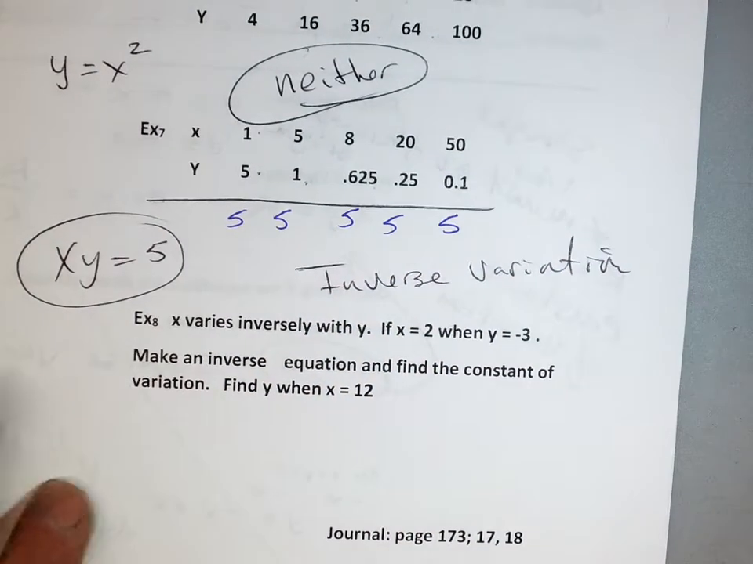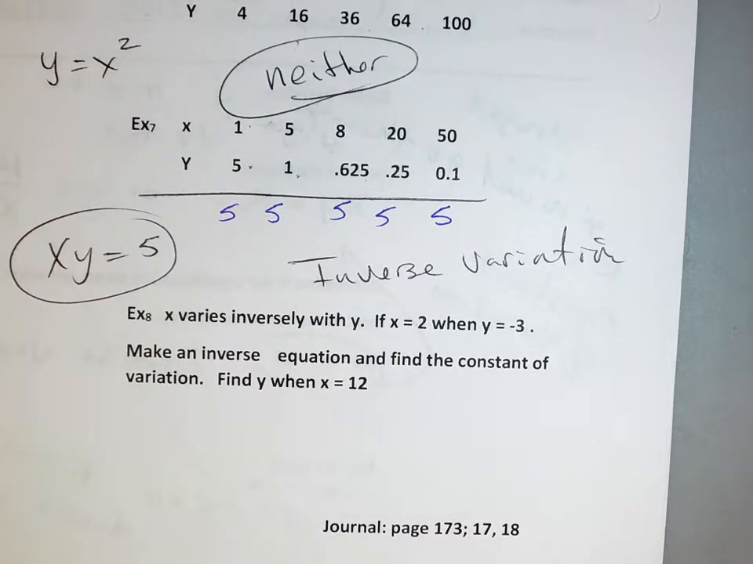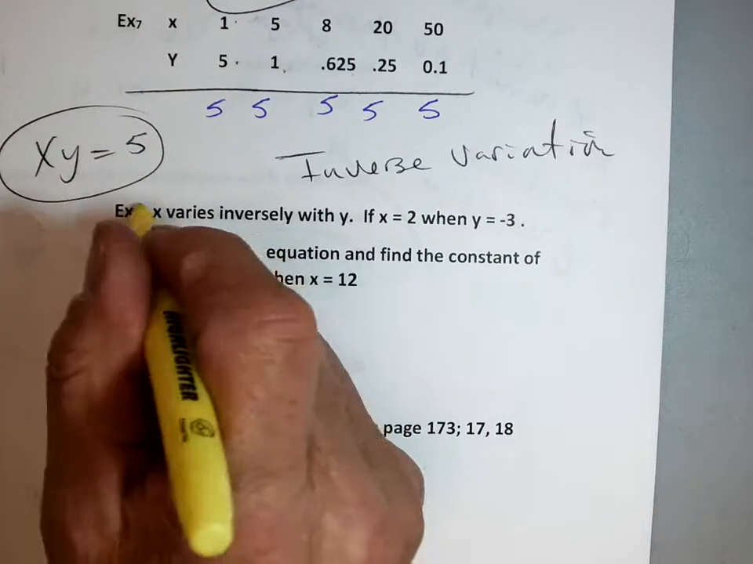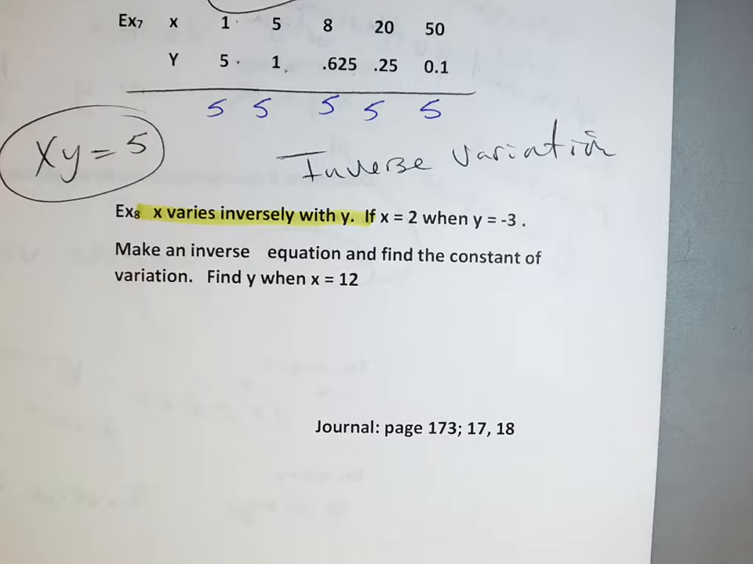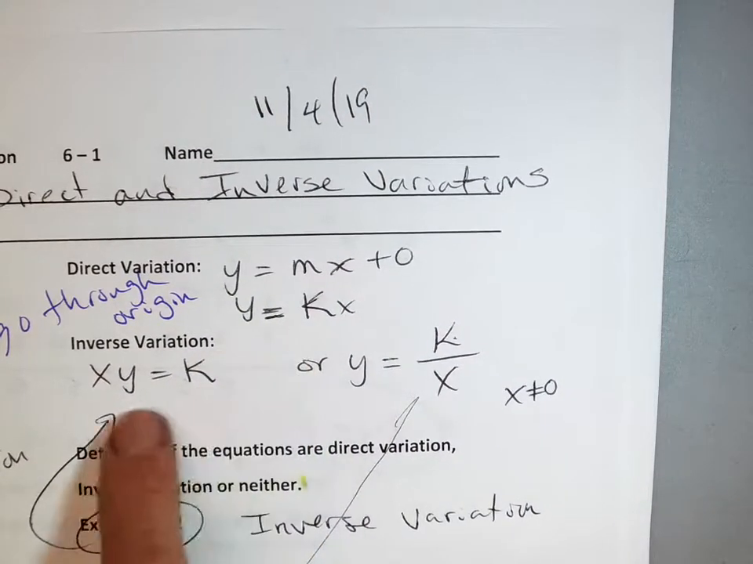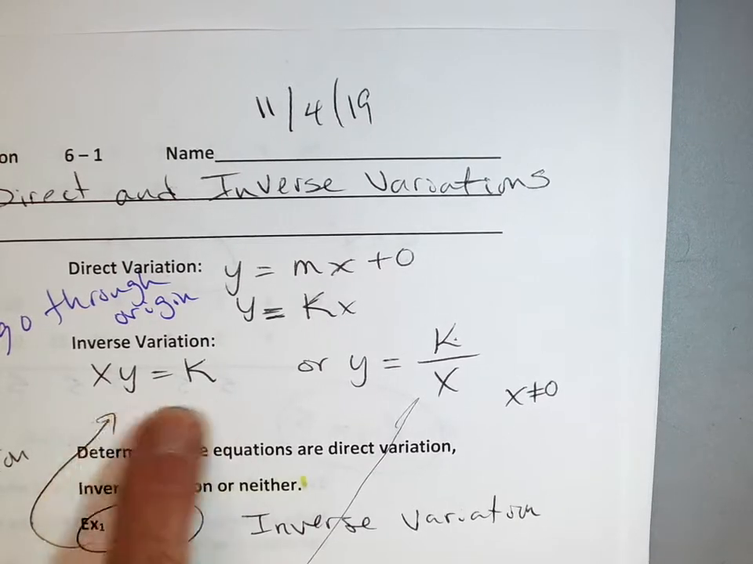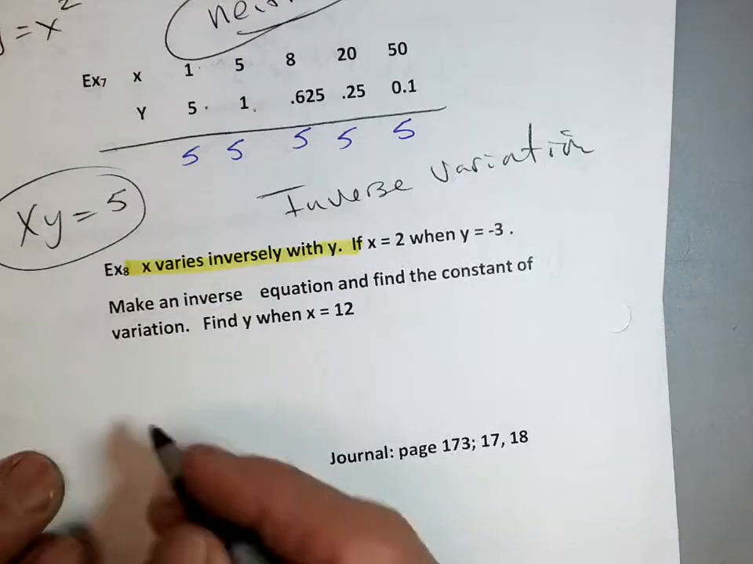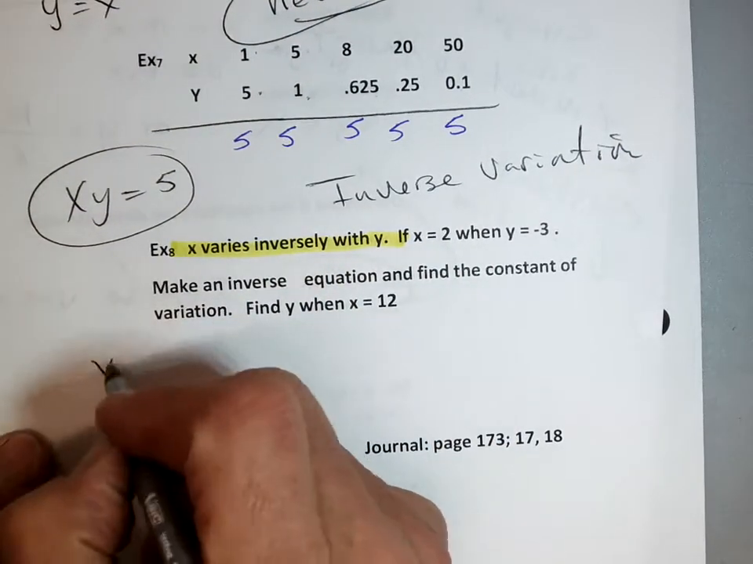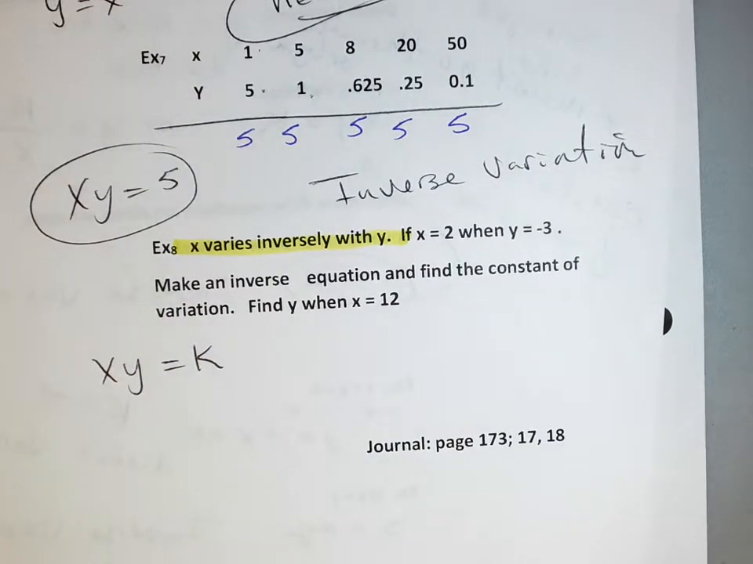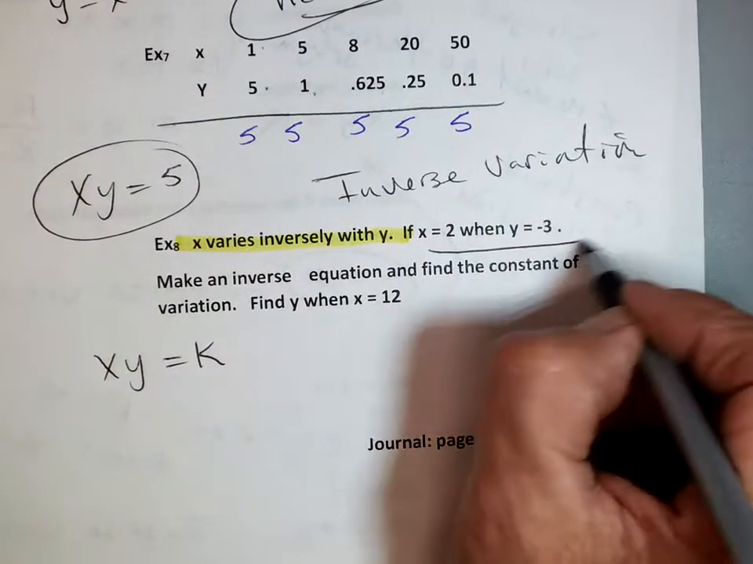Awesome. Okay, last but not least, here we go. Example 8. X varies inversely with y. First of all, before I do a whole lot, let me go ahead and write an equation right off the bat. Makes sense because that's where it says inverse variation. So I'm going to write x times y equals some value k. But we don't know what the value k is, but we can find that pretty easily because we're given some more information.